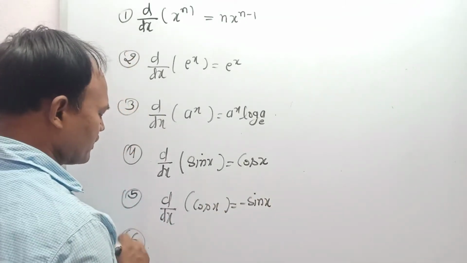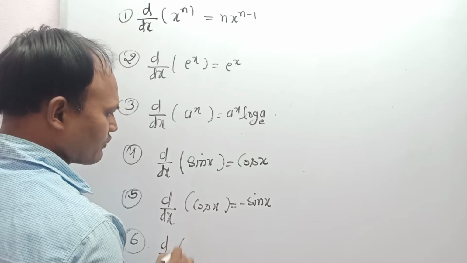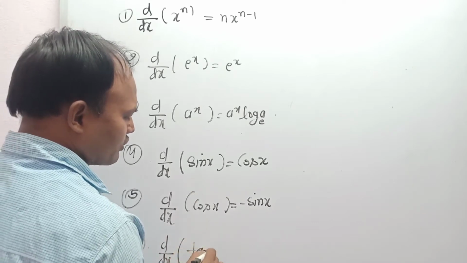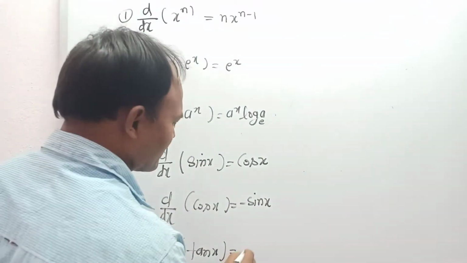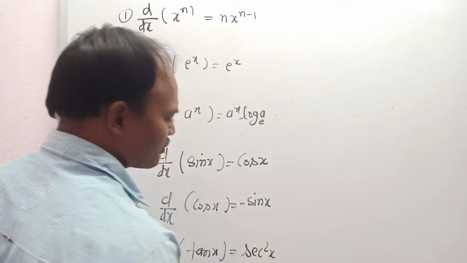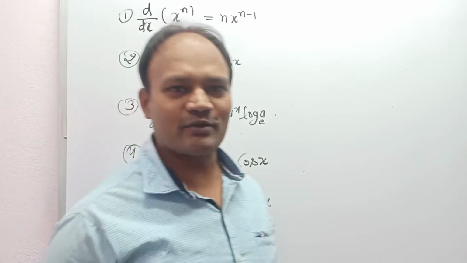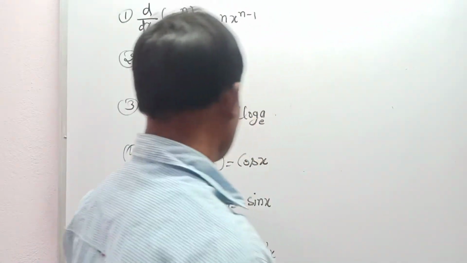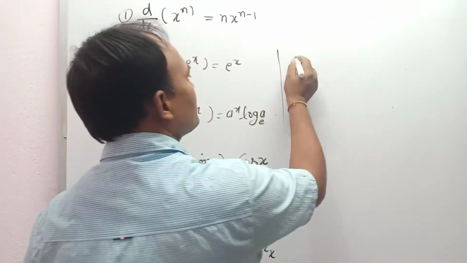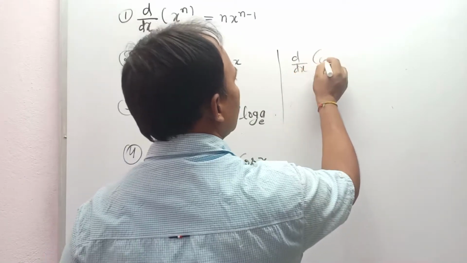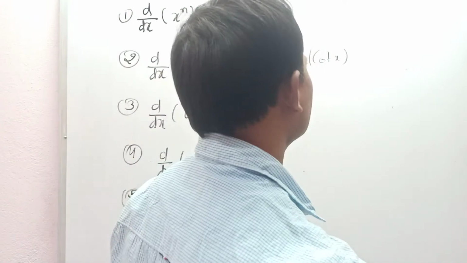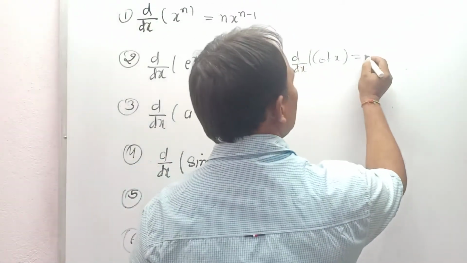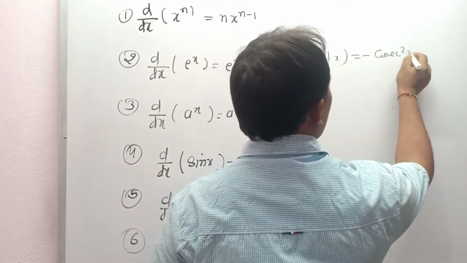Okay, next one is d by dx of tan x. So what about the formula of tan x? We can say that d by dx of tan x is sec square x. Okay students, now what is the next formula? You know very well what the next formula is. D by dx of cot x means it is minus cosec square x.